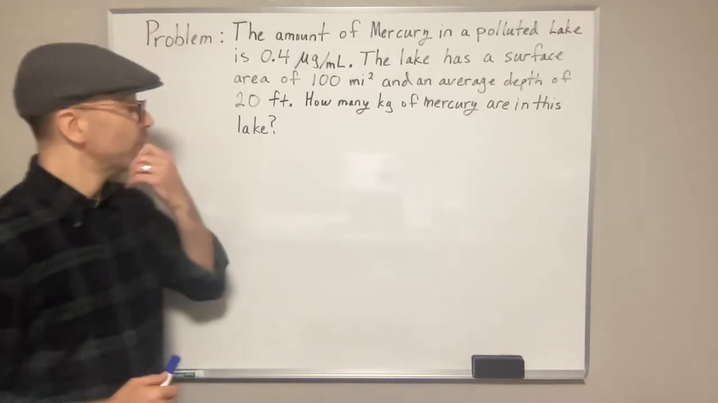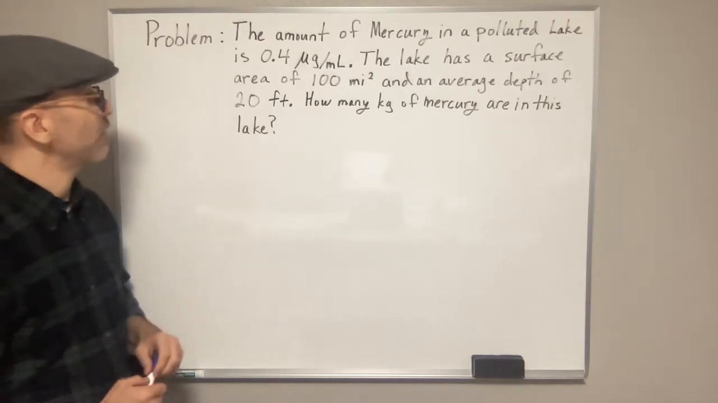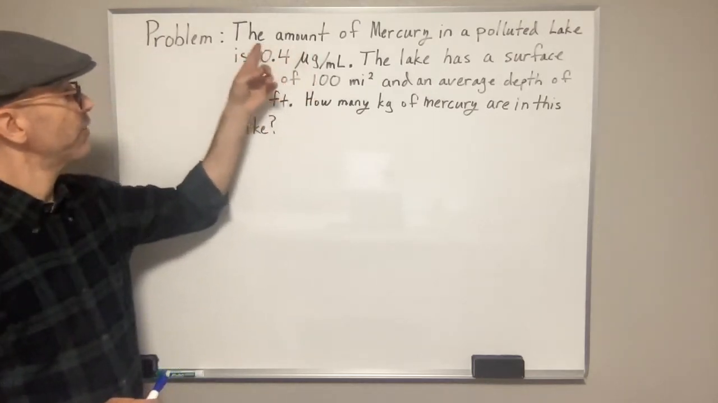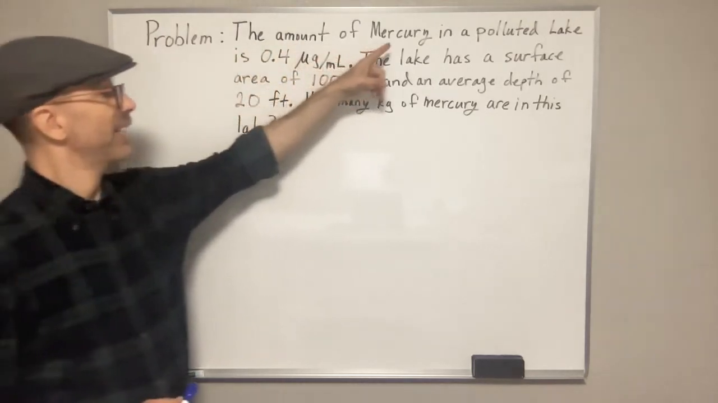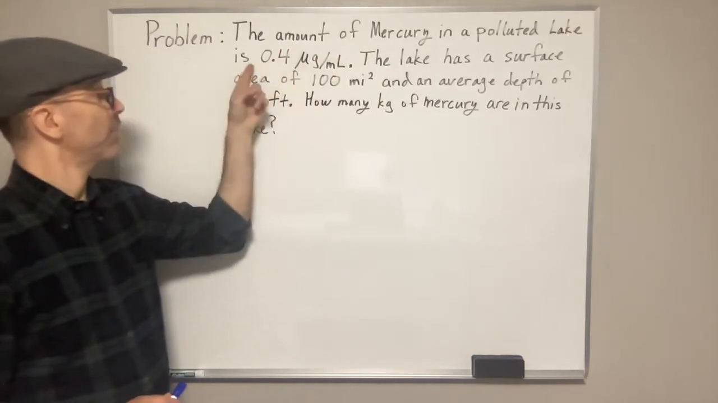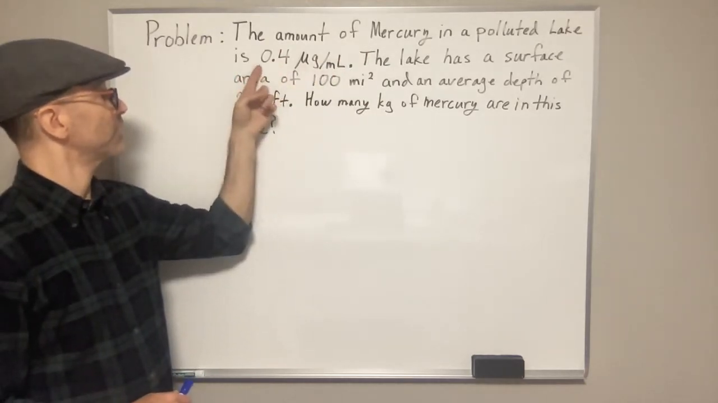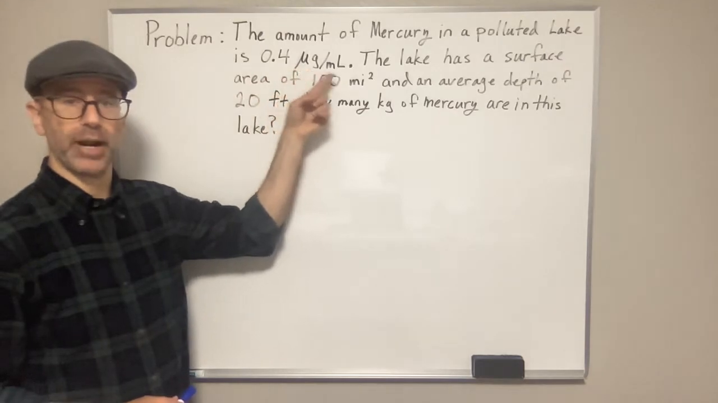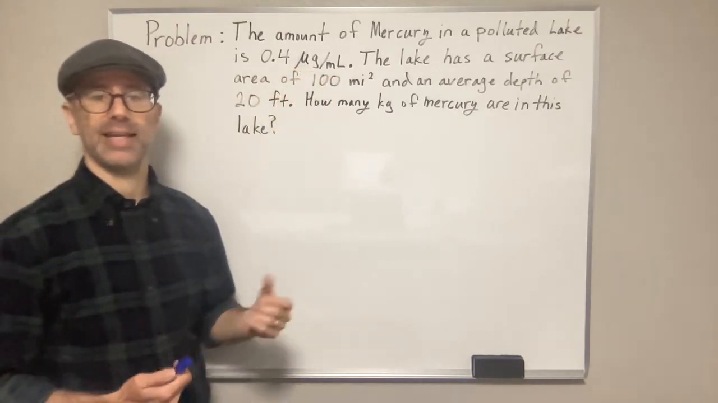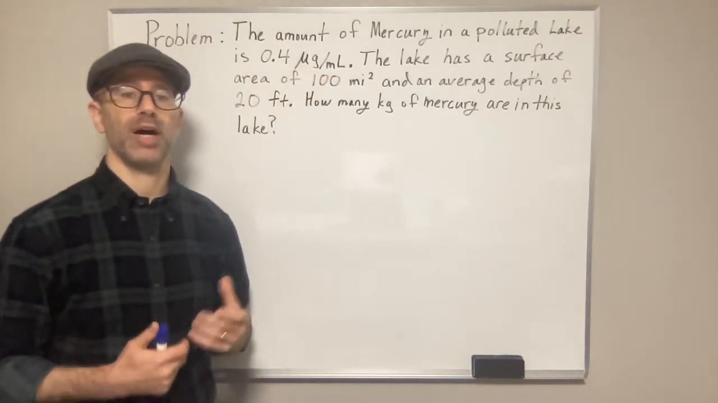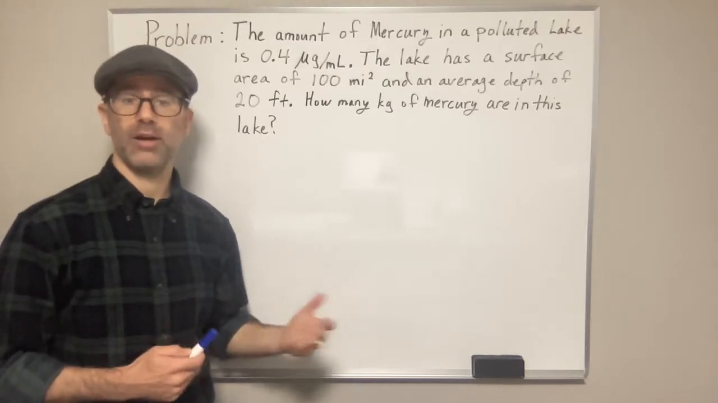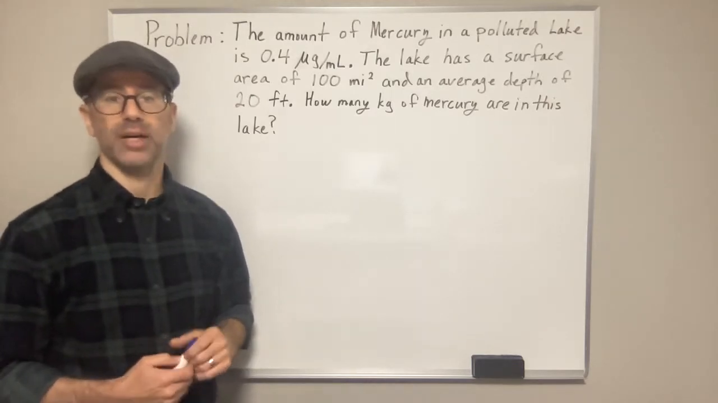With this problem, they're asking for the amount of mercury. They give us the amount of mercury in a polluted lake as a concentration of 0.4 micrograms per milliliter. And they say that the lake has a surface area of 100 miles squared and an average depth of 20 feet.